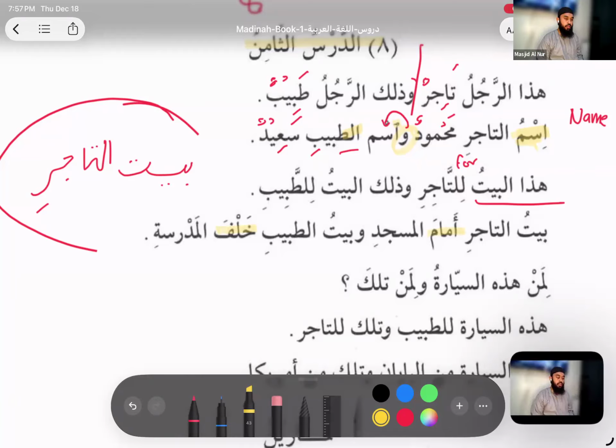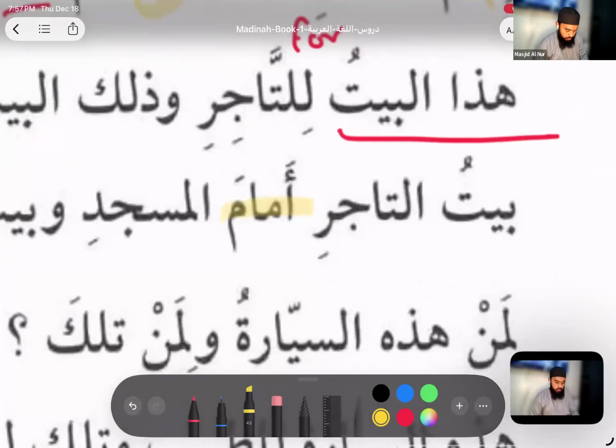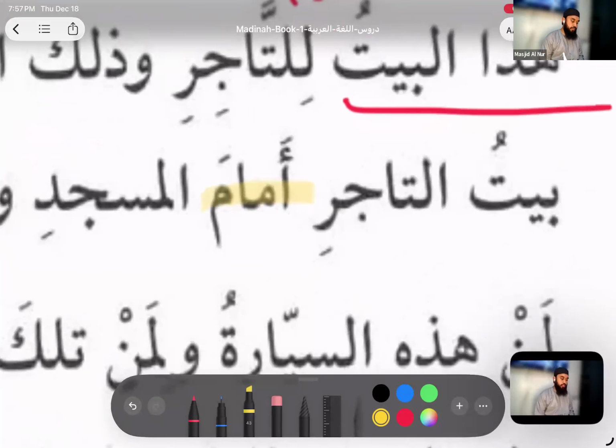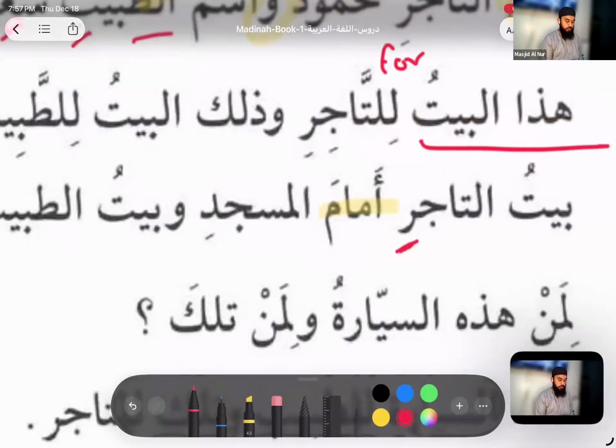Online, anyone want to give it a try? Baitu... Yes, go for it. Baitu tajiri. What else is going to be? Baitu tajiri. Oh, because of the kasra coming. Kasra is not a preposition, it's possession. Possession. Yes. Baitu tajiri. Correct.